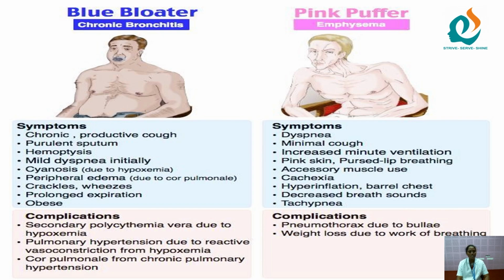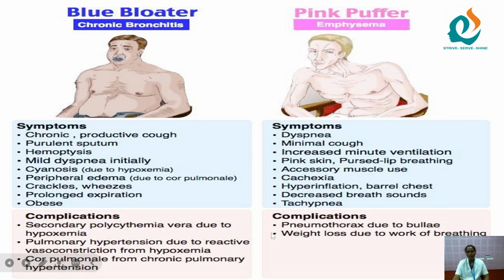The complications are secondary polycythemia, due to hypoxemia, the decreased oxygen level in the blood. Then pulmonary hypertension due to reactive vasoconstriction from hypoxemia. Then cor pulmonale from chronic pulmonary hypertension. These are all the things that come under the blue bloater, the chronic bronchitis symptoms.